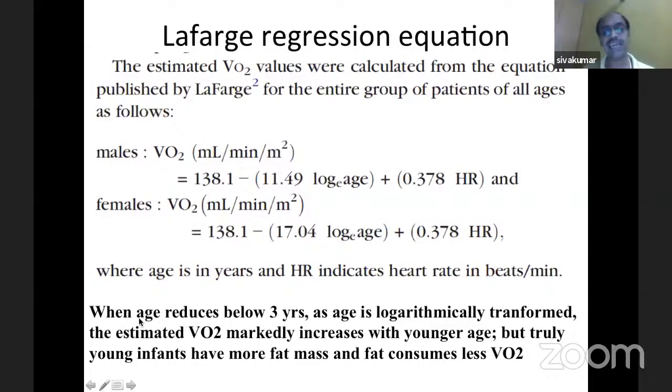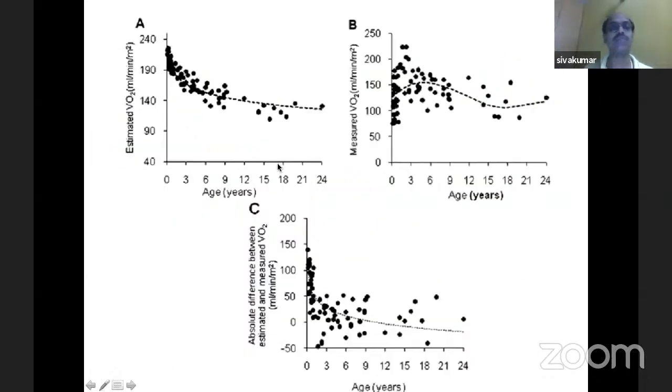When age is less than 3 years, since age is logarithmically transformed, the estimated VO2 significantly increases in younger age. So if you go by the LaFarge equation, the lesser the age, since it is in logarithmic proportion, you will have a higher oxygen consumption. So when we estimate it from the LaFarge equation, the estimated VO2 in less than 3 years will be quite high. But truly, if you try to measure, it will not be so high.